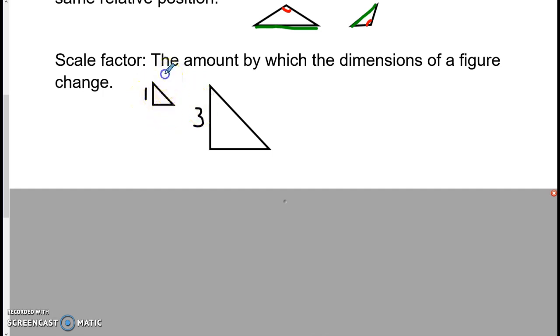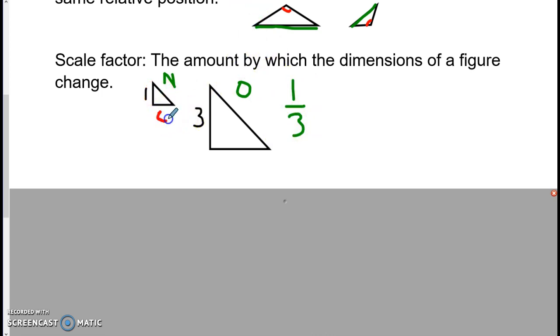Your scale factor is from your new figure to your original. So if this is my original, and I'm scaling it down into my new figure here, I'm going to take the corresponding side of my original, that's going to be my denominator, and the corresponding side of my new figure, that'll be my numerator, and that's my scale factor. So in going from my original to my new, my scale factor is 1/3.